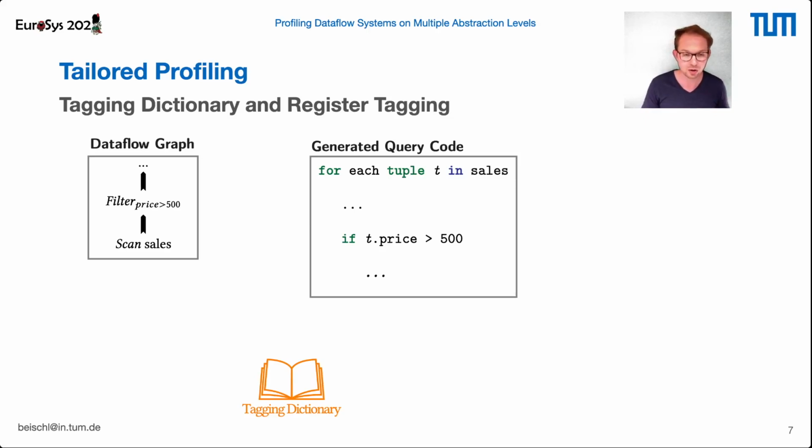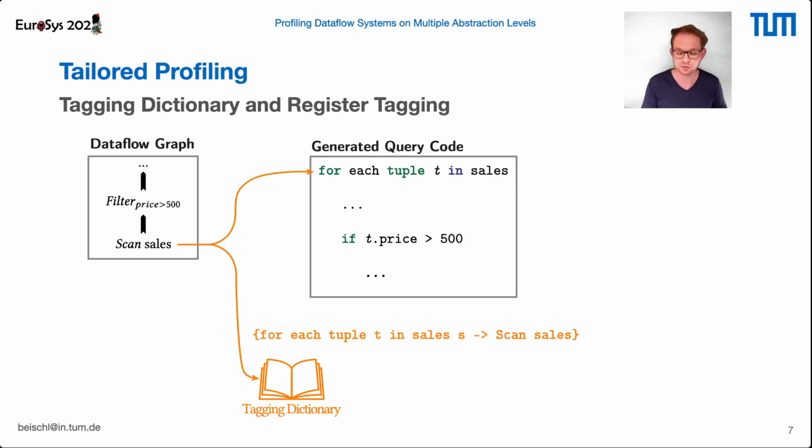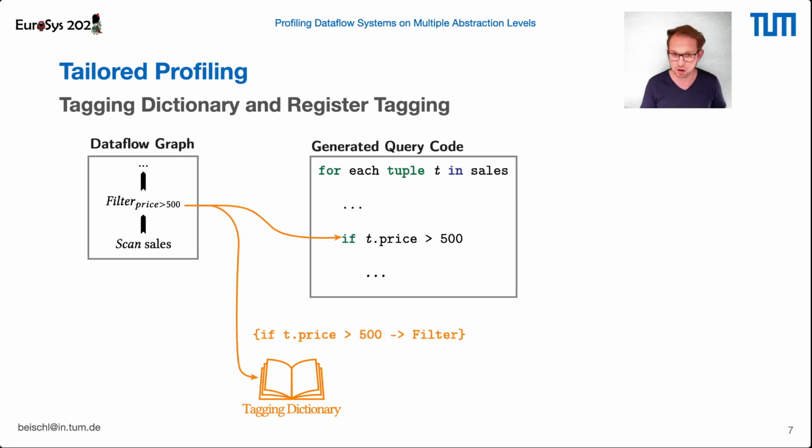So when we now lower our data flow graph operators and generate code for them, for each of our generated instructions, we will store a mapping pointing from the instruction that we have generated to the data flow operator for which we actually generated the instruction. You can imagine it just like a hash table where we store for each instruction the responsible operator. And we do this for each of our operators and basically for each of our generated instructions during the code generation. So now if we have a sample with a generated instruction, we just need to look up in the tagging dictionary which operator was responsible for generating it.